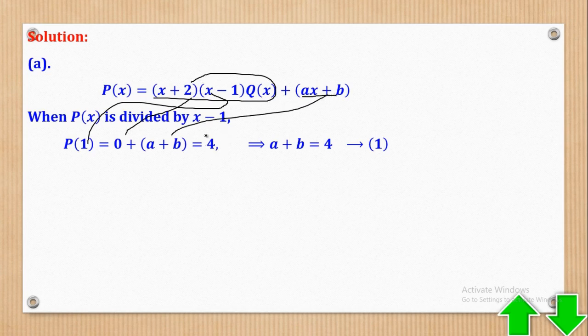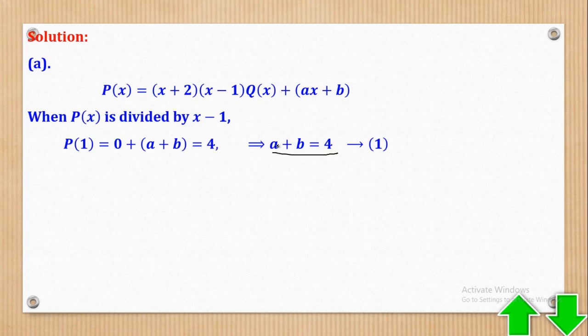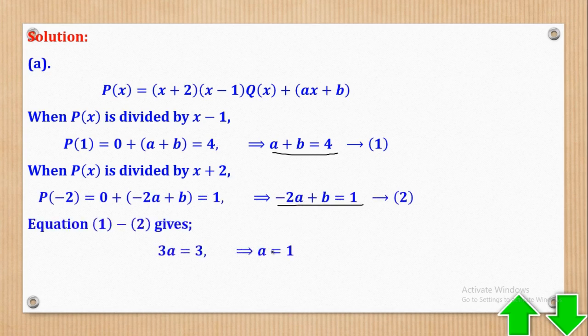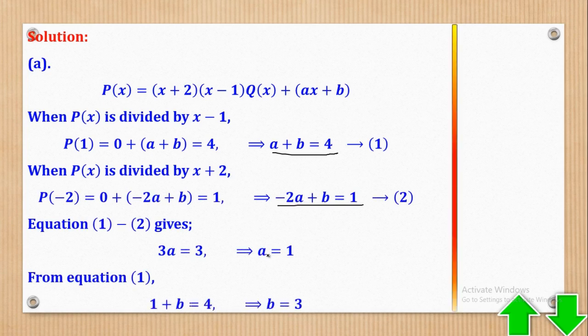But they told us that the remainder is that. Therefore when I simplify, I'll come up with a plus b equal to 4. Similarly, when I divide by x plus 2, I'll come up with the second equation, which is this. Now when I solve those two equations simultaneously, I'll come up with a equal to 1, and when I substitute for a in the first equation, I'll come up with b equal to 3.